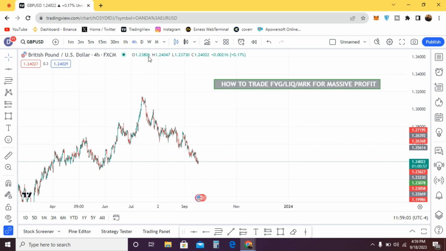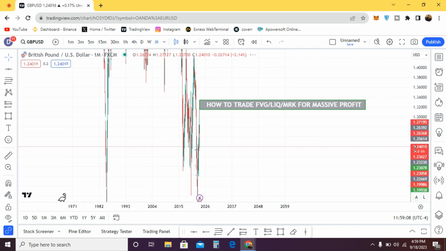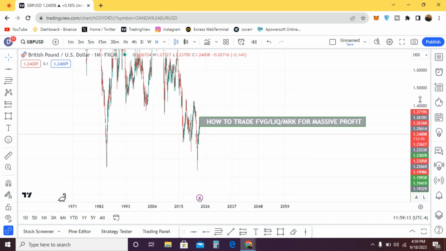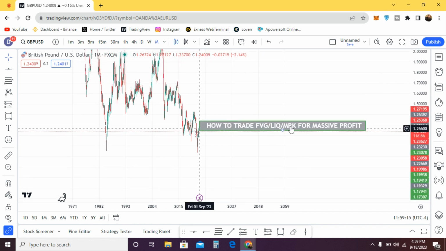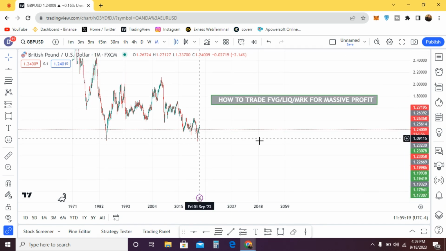So here we are, we just go to the 1 month. Let's start this analysis using the 1 month chart, and we're just going to see what the market is actually doing on the 1 month period. So we're basically going to start the analysis from the 1 month.